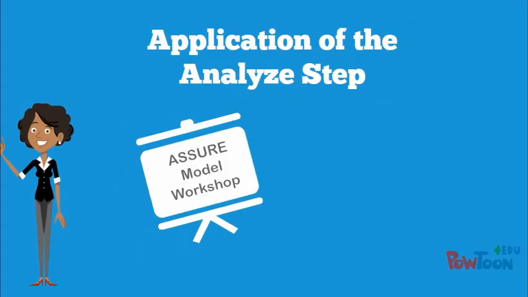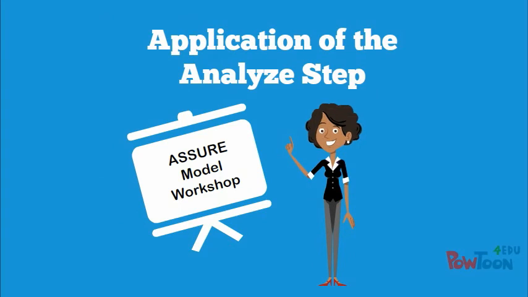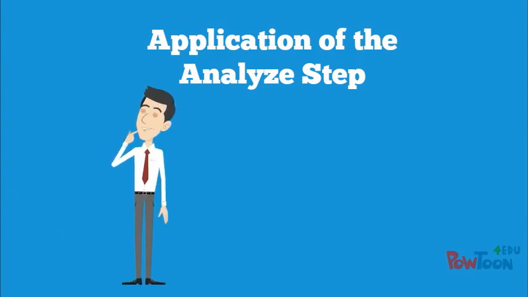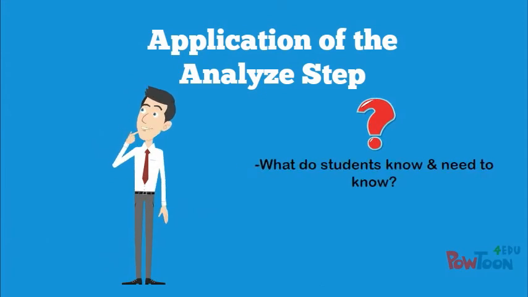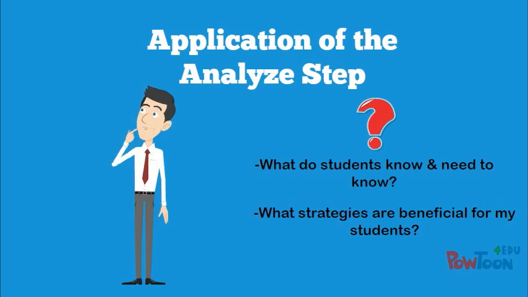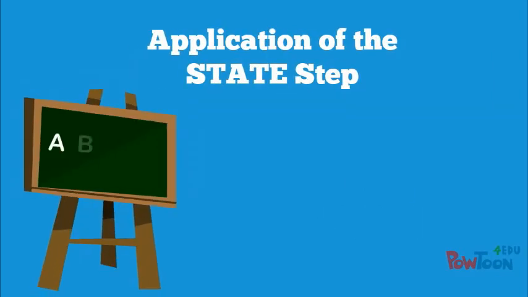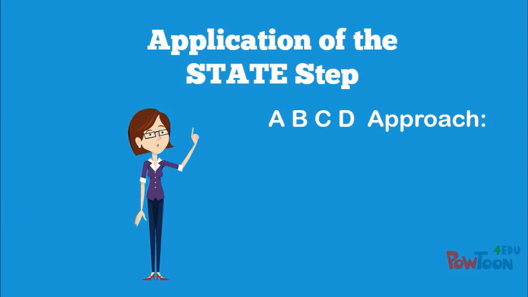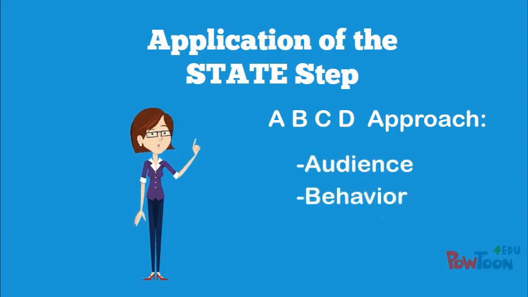In Russell's research, teachers attended a workshop to prepare their lessons with the Assure model. Teachers began by analyzing the needs of their students by asking various questions, such as, what do students know and need to know? What strategies are beneficial for my students? Teachers then used the ABCD approach to state their instructional goals and objectives. Recall from the Assure model steps that the ABCD approach stands for audience, behavior, conditions, and degree.